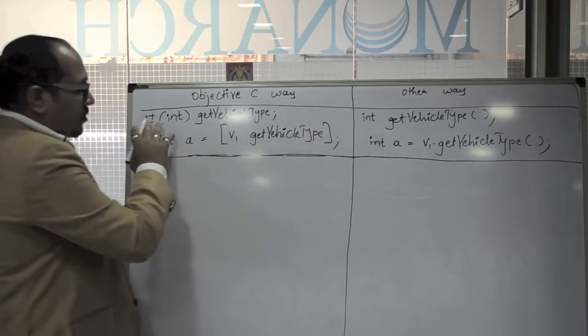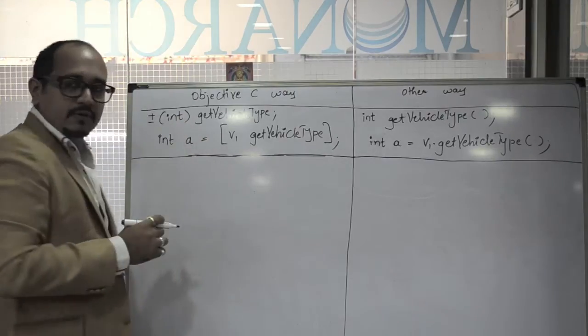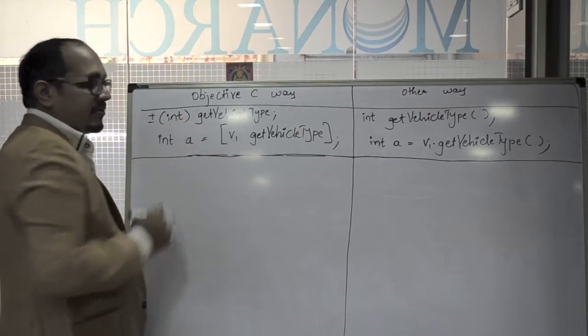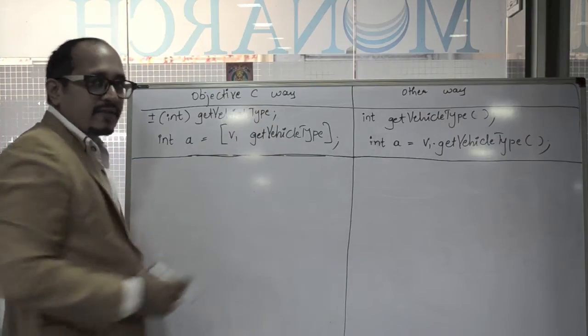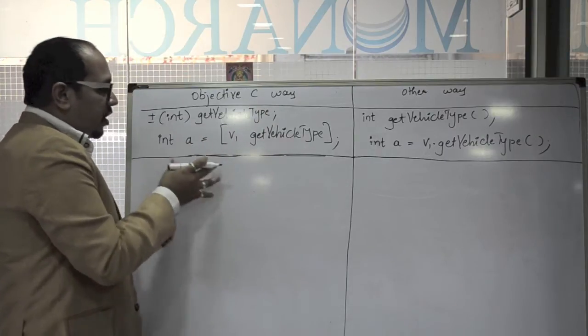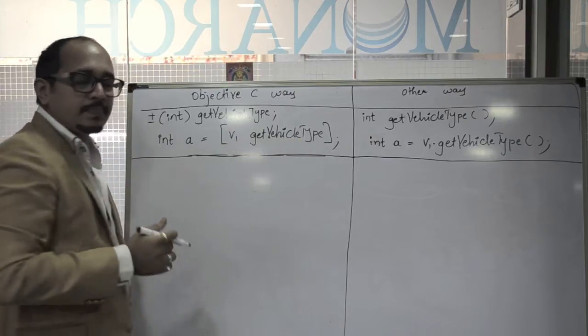So the plus or minus sign we will take later on. Either one of these is required. All the return types or data types will be inside round braces. getVehicleType is the method name, with a semicolon and no parentheses. When it gets called, it will be inside square brackets: object, space, and the method name.